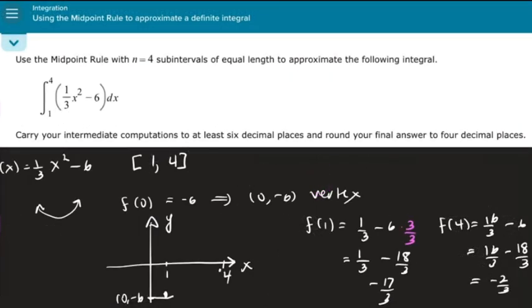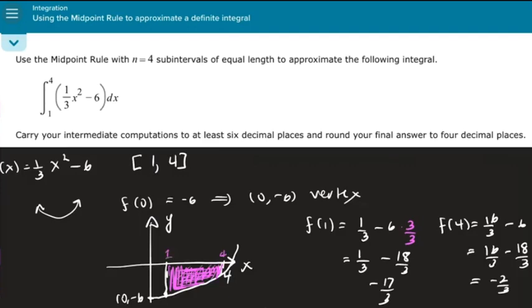So our graph is going to look something like so. And the definite integral, let me make that a little bit better there. So our definite integral is represented by this shaded region. So it's everything below the x-axis to the curve from x equal to 1 to x equal to 4.